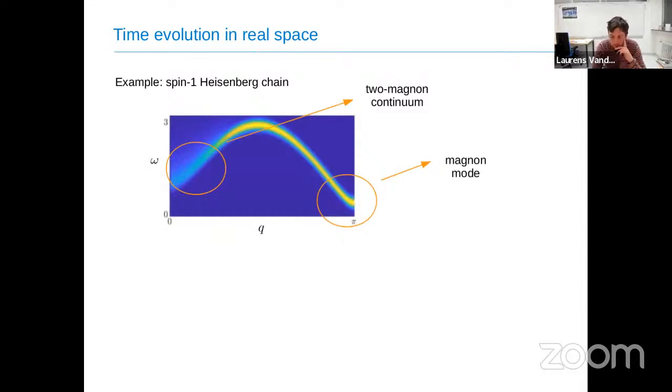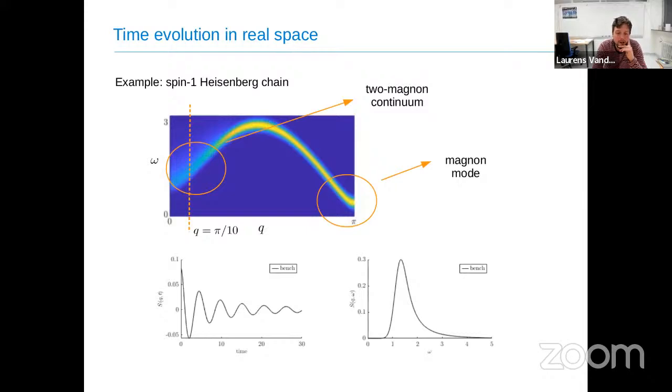So again, we look at the spin-1 Heisenberg chain. This is a spectral function of the spin-1 Heisenberg chain. You have this dominant magnon mode, but then here at low intensities, low momenta, you have this 2 magnon continuum. And this is actually the harder part of the spectrum to approximate. So let us look at this momentum cut and let's look at S of q, t.